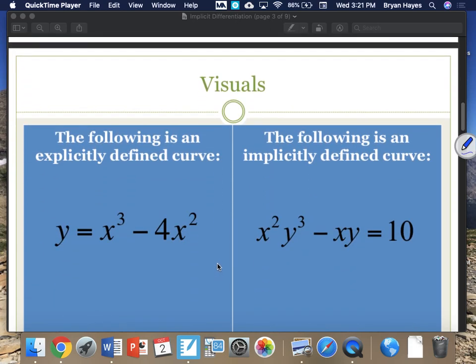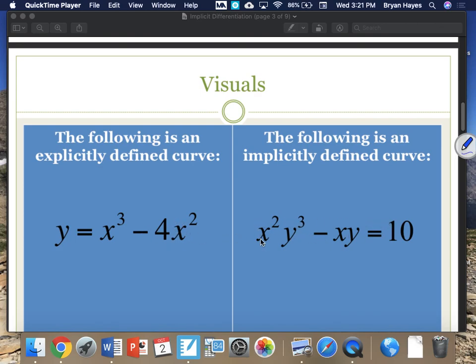Over here on the left side, you see what we call an explicitly defined curve. This is what we're used to finding the derivative of. We have y solved for right over here by itself, and this equals, and all over here is just x stuff. So when we find this derivative, we don't have to worry about this implicit differentiation stuff because we just go power rule. That'd be 3x squared minus 8x.